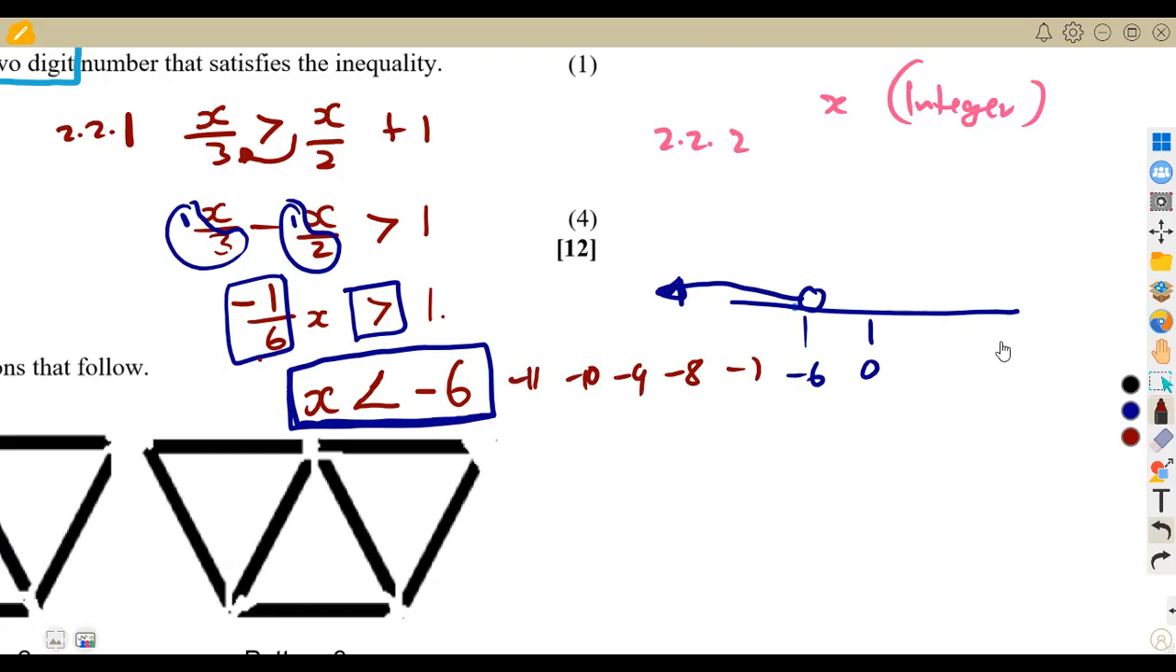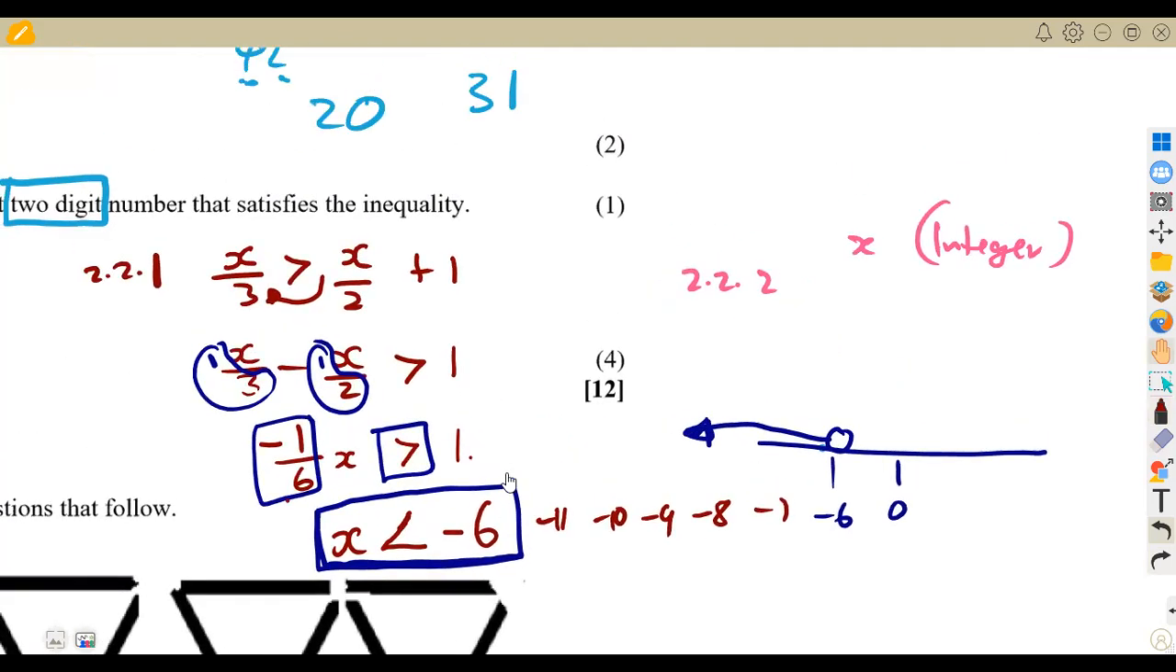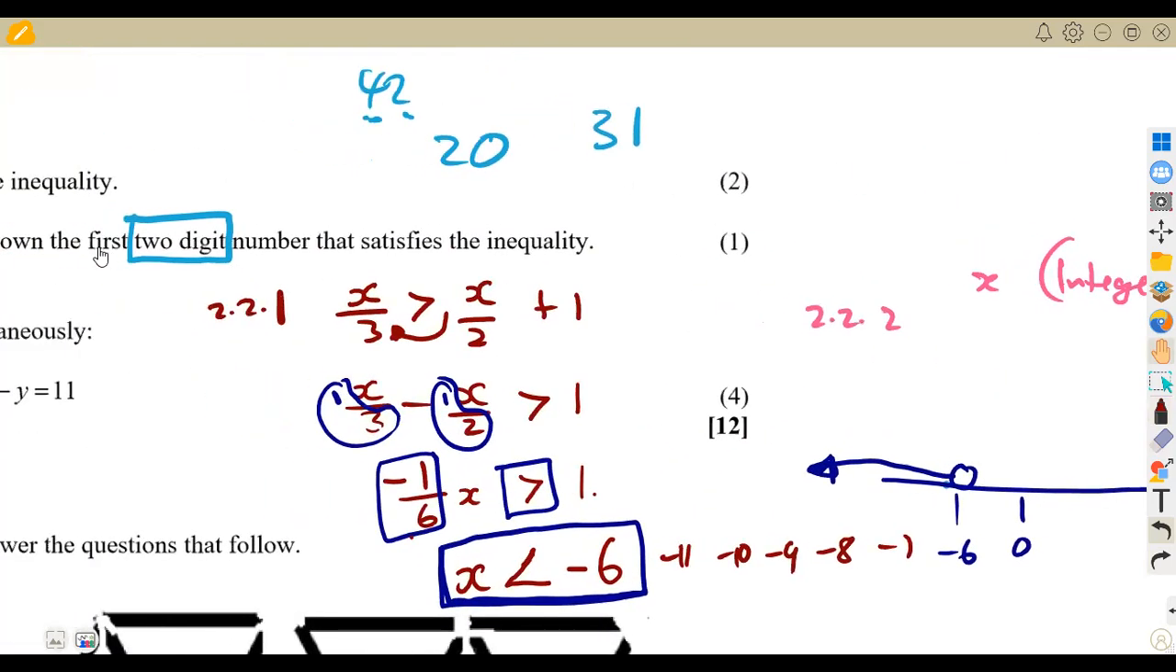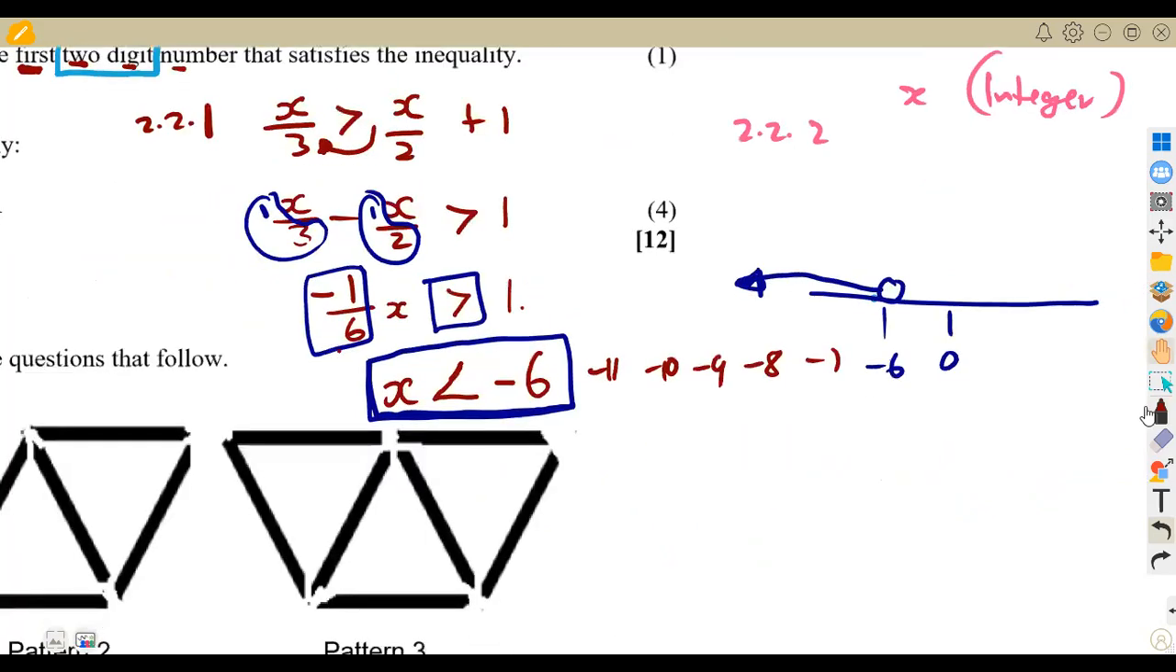So the question is saying, of all these numbers that you're talking about, which one is the first, and that is the most important part, 2-digit number. So the first 2-digit number here will be negative 10. This is our first 2-digit number, the number that has got 2 digits. Negative 9 has 1 digit.